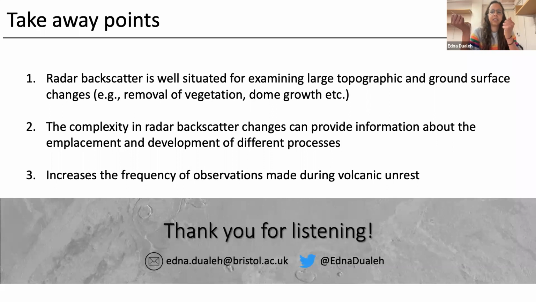Further, the backscatter data can tell us more than just where the deposit's being placed. The complexity within the signal can tell us about the various processes within the deposit, as well as how the ground is changing over time. And having frequent and multiple data sets can provide useful information from multiple different viewing geometries, which can be important when observing an ongoing eruption.